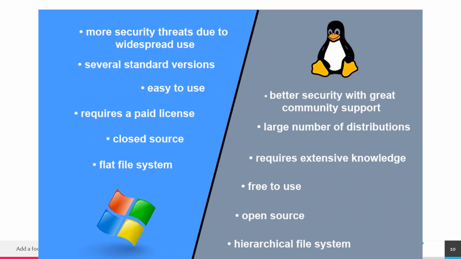Okay, let's make progress. So now we've got two types of operating systems here. The example for this one is Microsoft, where you're able to see this logo which has four colors. We are saying there are more security threats due to widespread use. Several standard versions, they are easy to use. The Microsoft Windows operating systems, you would agree with me, are very easy to use. They are not like Linux, which requires a lot of commands. So closed source, FAT file systems, better security with a great community.